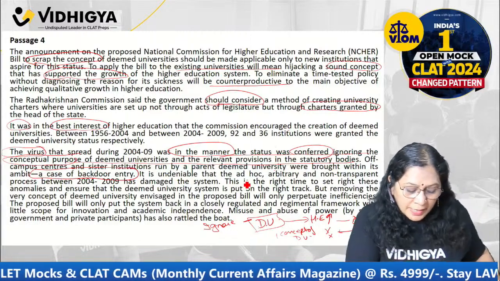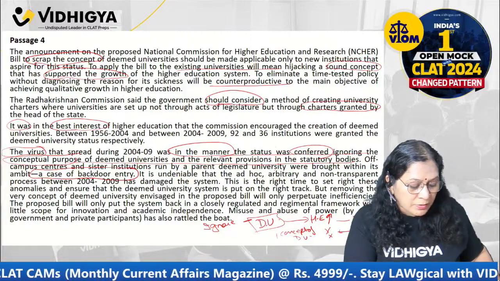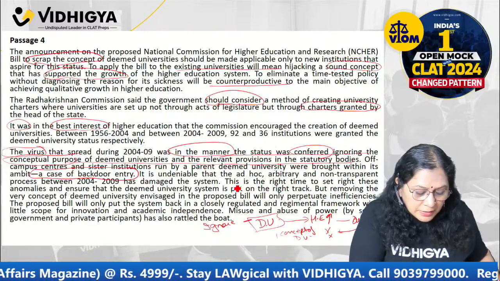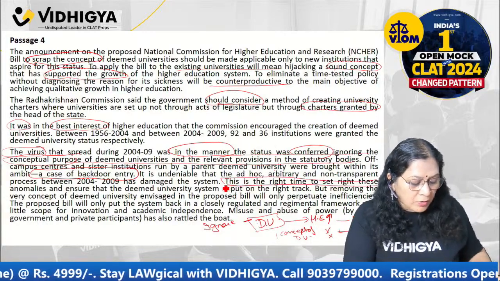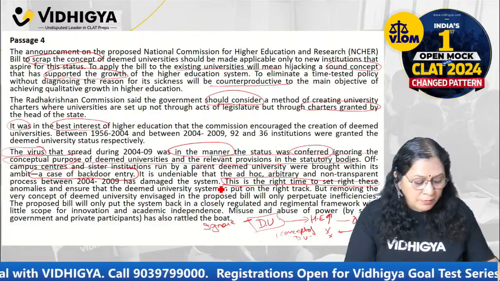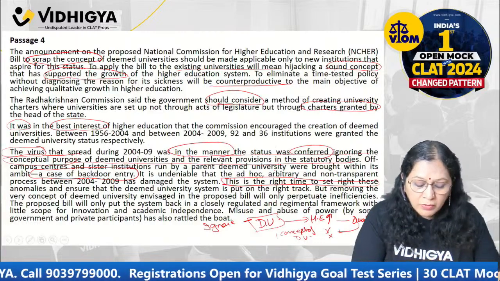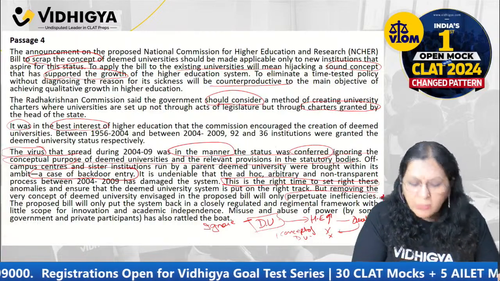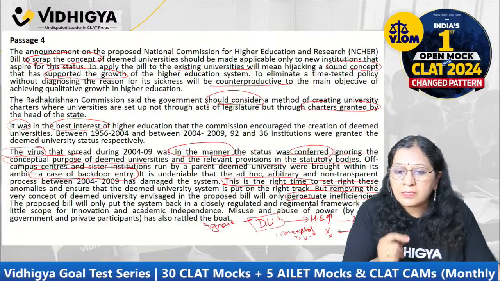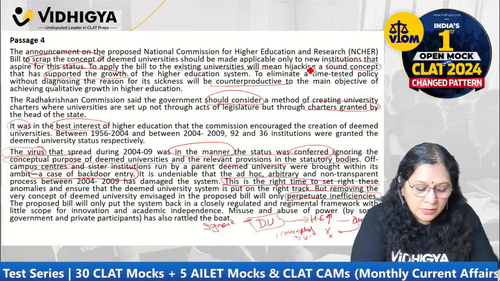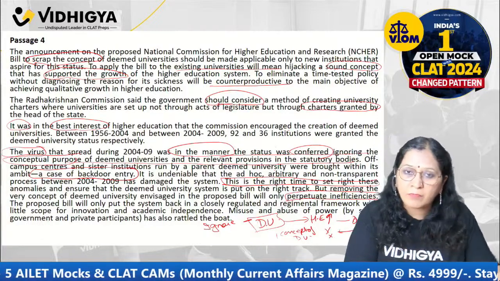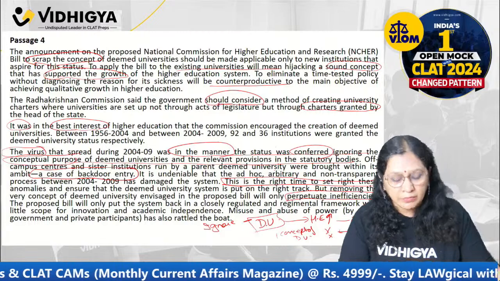It is undeniable that the ad hoc, arbitrary and non-transparent process between 4 and 9 has damaged the system. This is the right time to set right these anomalies and ensure that the deemed university system is put on the right track. But removing the very concept of deemed university envisaged in the proposed bill will only perpetuate inefficiencies. Now you can see that in these 3-4 paragraphs, the author has twice or thrice or 4 times said that, see, this removing the concept of deemed universities will be harmful or counterproductive to the education system.